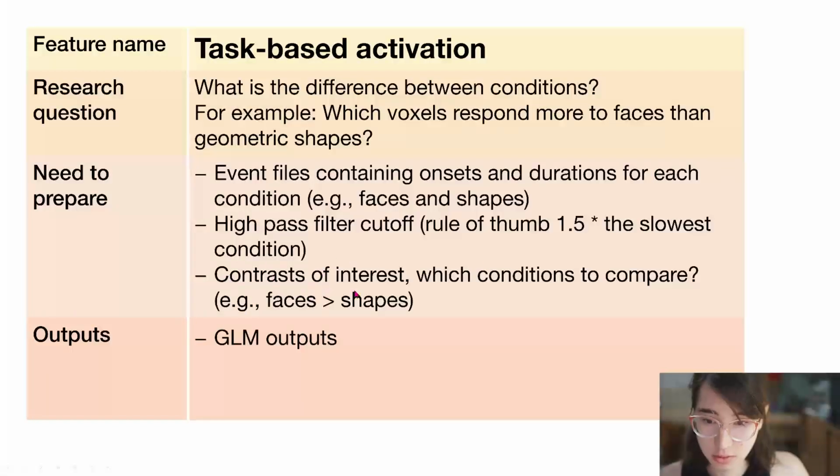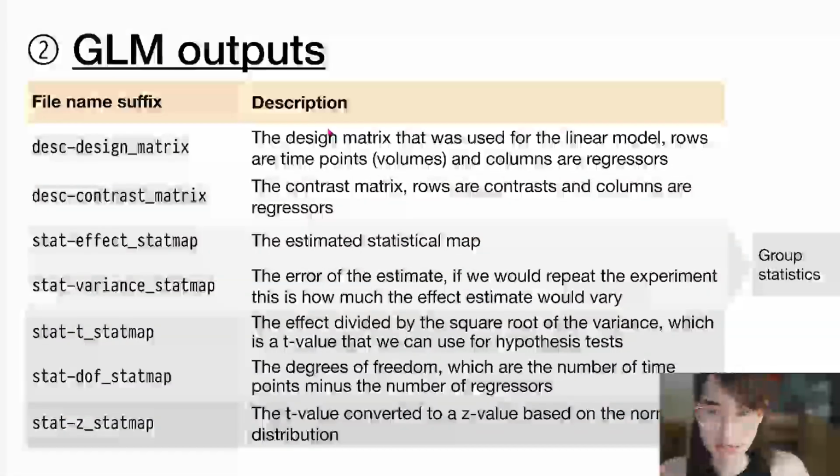So then, contrasts of interest, you also need to know which conditions to compare. Just now we did faces against baseline. For a different task, you might do faces against shapes. And as outputs, you get GLM outputs. So the GLM outputs, this is actually kind of a bit of a dense slide, right? But you get a lot of different outputs.